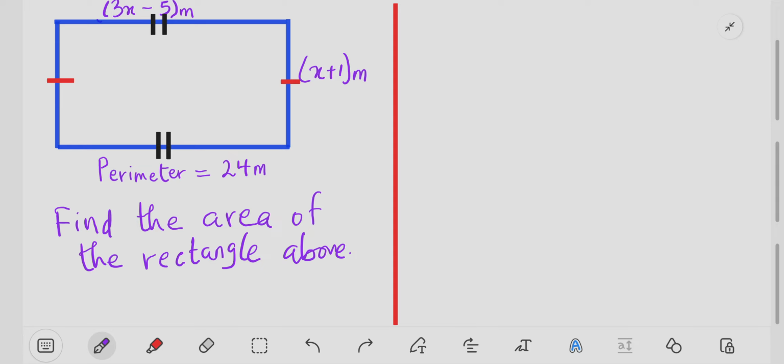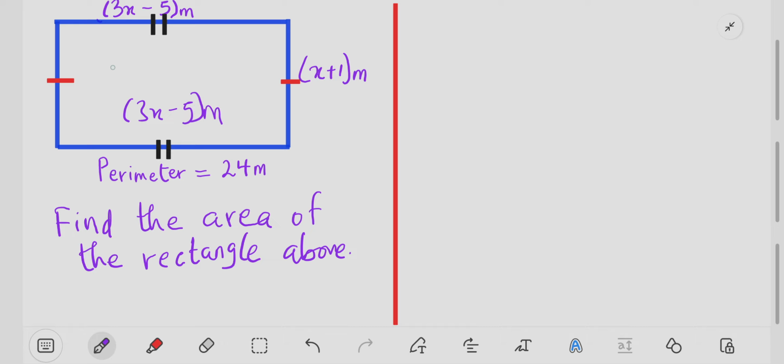Whenever you have a rectangle with two sides having the same markings, what it implies is that the two sides are equal in length or in size. We can see that the top and the bottom have the same markings. So if the top has a length of 3x minus 5 in meters, the bottom is also going to have 3x minus 5, also in meters.